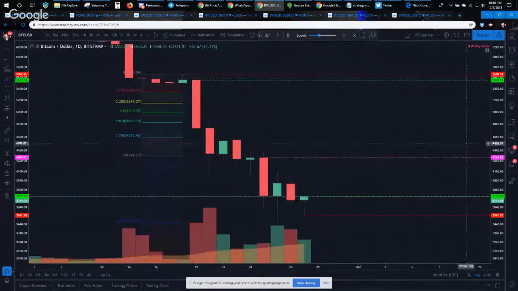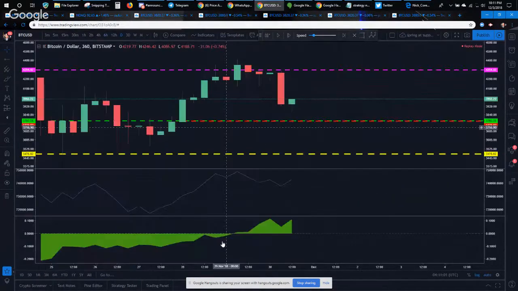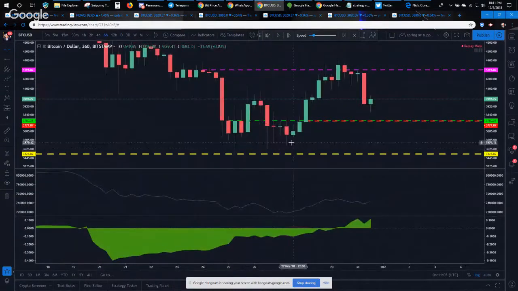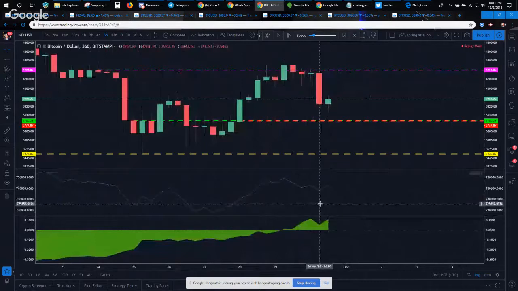The next one will be off of... To recap on that, though, we want to look for higher lows off the support retest. We had the support retest here. The higher lows were higher, and we confirmed it with volume that it was going to rally.